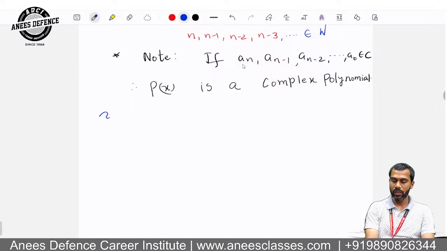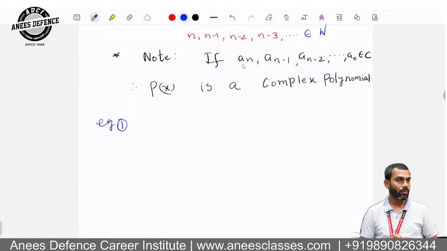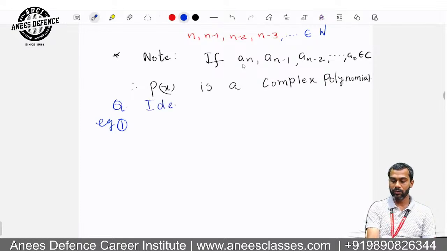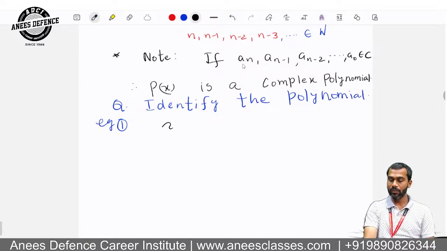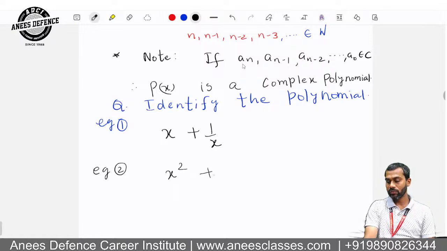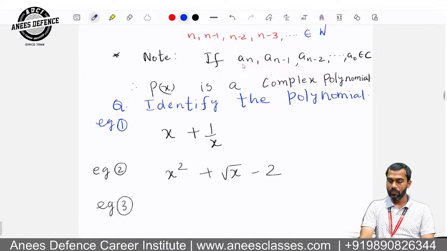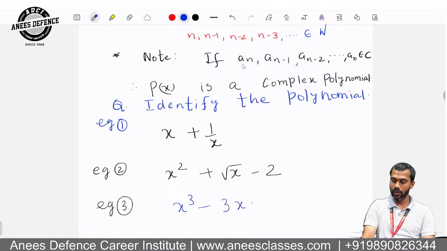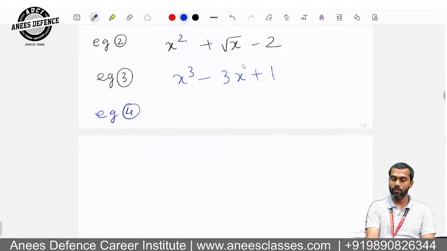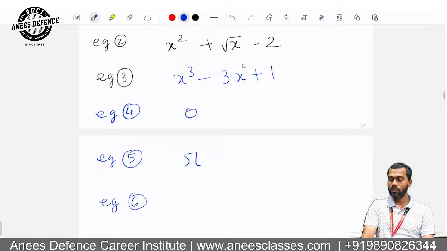Okay. Now, example number 1. Identify the polynomial. The first one, x plus 1 by x. Example number 2, x square plus root x minus 2. Example number 3, x cube minus 3x plus 1. Example number 4, 0. Example number 5, pi. Example number 6, 2x plus 1.